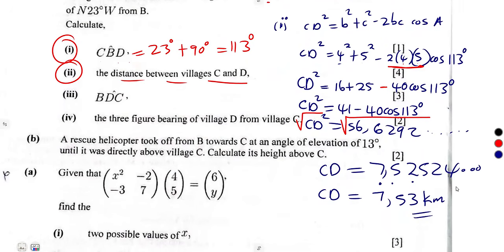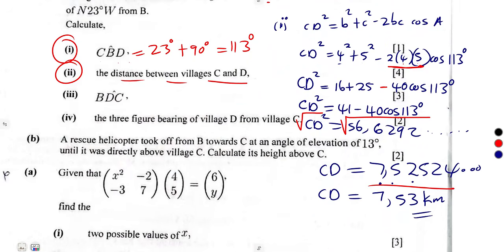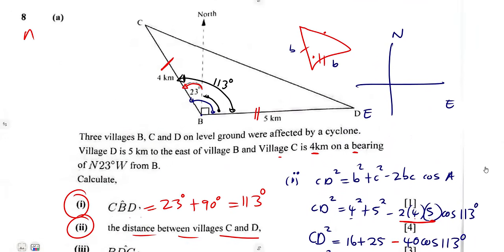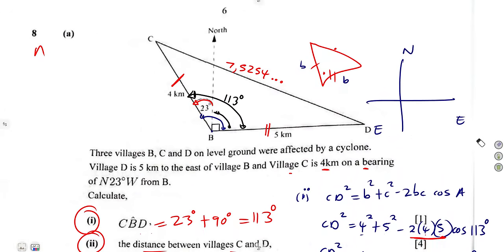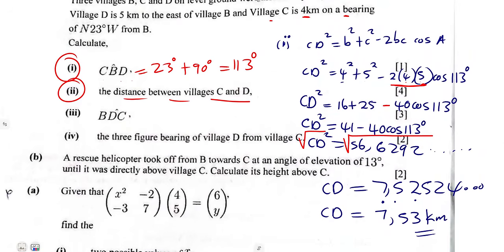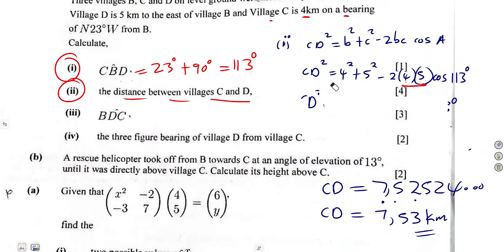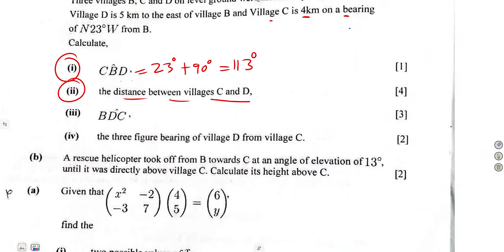I'm just going to store that value for the purpose of using actual values. I'm going to store 7.5254 and so on. You just use the value that you stored, in case you're going to use that value later on. So that was our CD in kilometers.